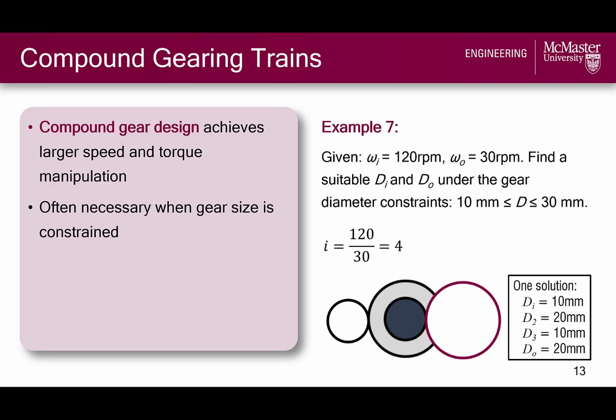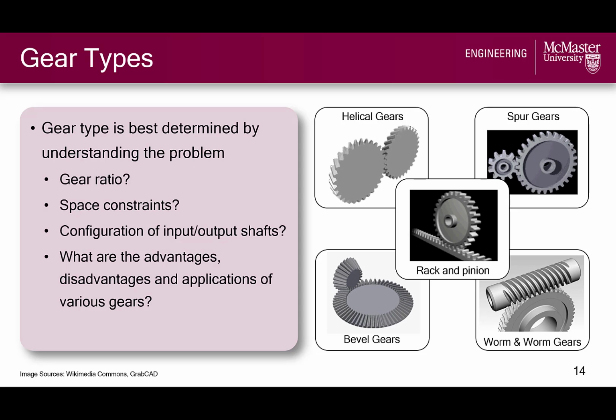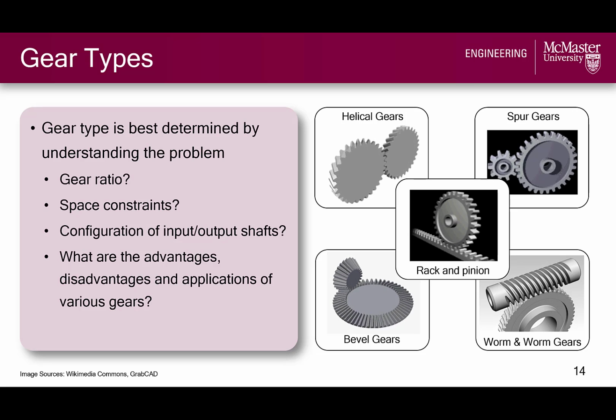In this week's lab lesson, we'll go through additional gear train design examples for even more practice, but for now, let's shift our focus to other gear types. Remember that spur gears are just one category of gears at our disposal. To select an appropriate gear type for an application, we should consider key aspects of the problem at hand, including the desired gear ratio, space constraints, and the orientation of the input and output shafts. Each gear type has its own advantages and disadvantages, so we'll take a brief look at each to see what sorts of applications they are suited for.